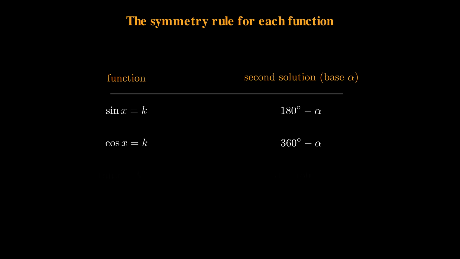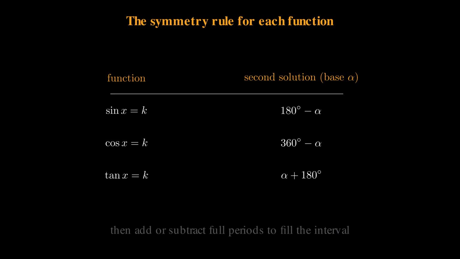Tangent is the simplest of all. Because it repeats every 180 degrees, you just add 180 to the base angle for the next solution. No reflection needed. And whichever function it is, once you have a cycle's worth, keep adding or subtracting full periods to sweep up every solution in the interval.